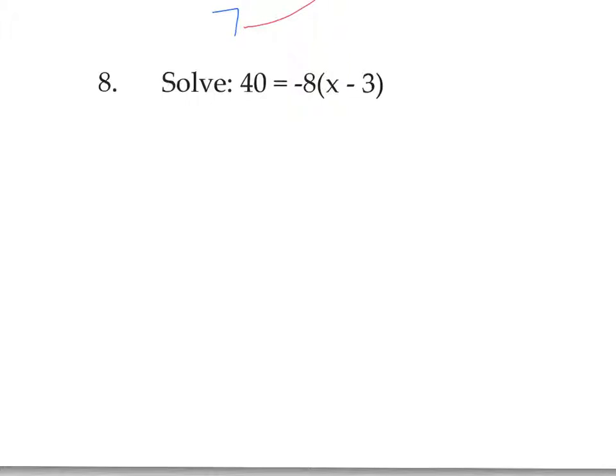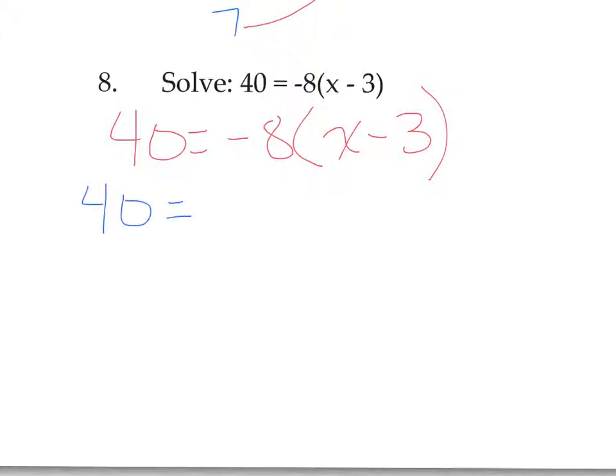Now we have an equation here we're going to solve. 40 equals negative 8 times x minus 3. The first step, get rid of these parentheses, so we're going to distribute this negative 8. So 40 equals negative 8 times x, negative 8 times negative 3. Negative times negative makes positive, so don't mix up your signs there.